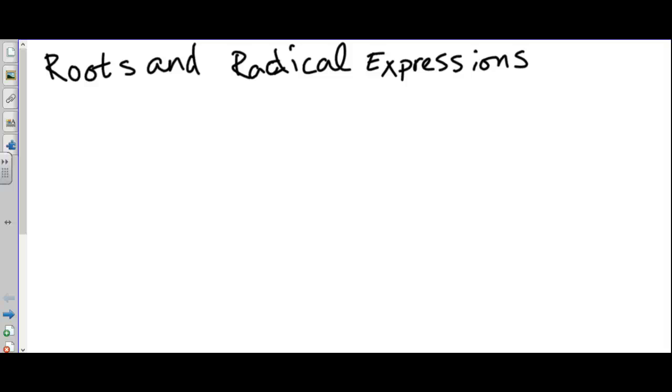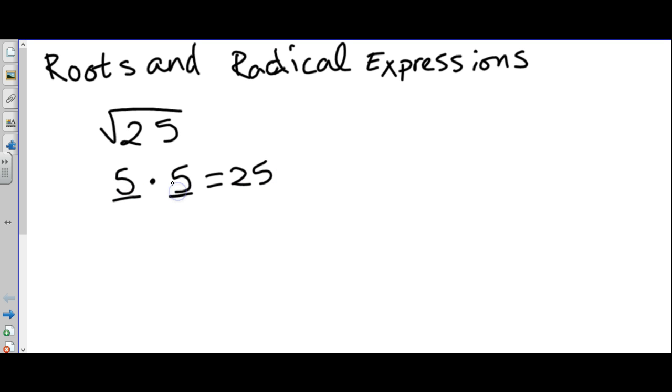This video is about roots and radical expressions. So when you are finding roots, you have worked with the square root before. Like say I say square root of 25, we're saying what number multiplied by itself equals 25. Or in other words, 5 times 5 equals 25. So the square root of 25 is 5.